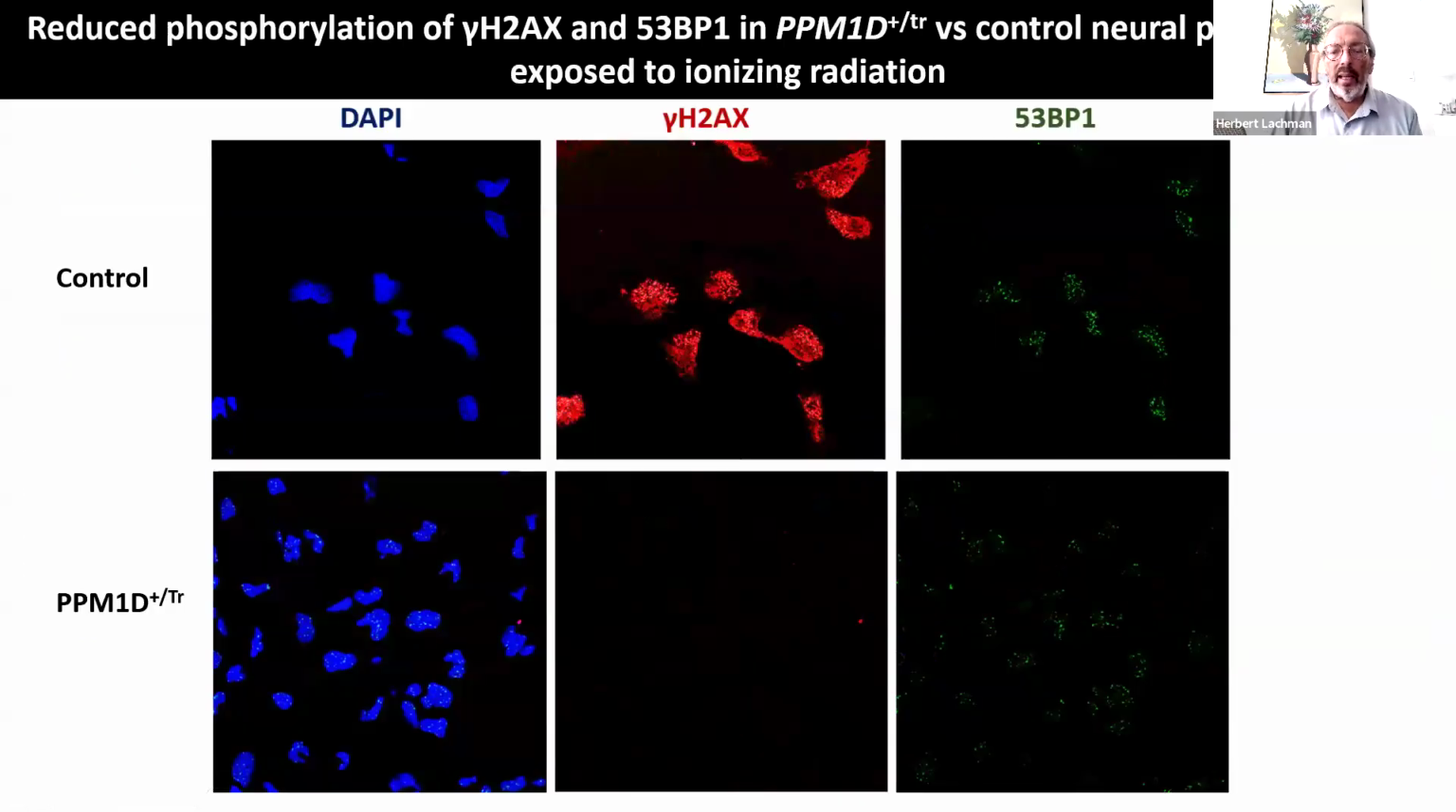And we see the same thing in neuroprogenitor cells exposed to ionizing radiation, a robust activation of both H2AX and 53BP1 in the control cells, and a very modest activation in the PBOND truncating samples.